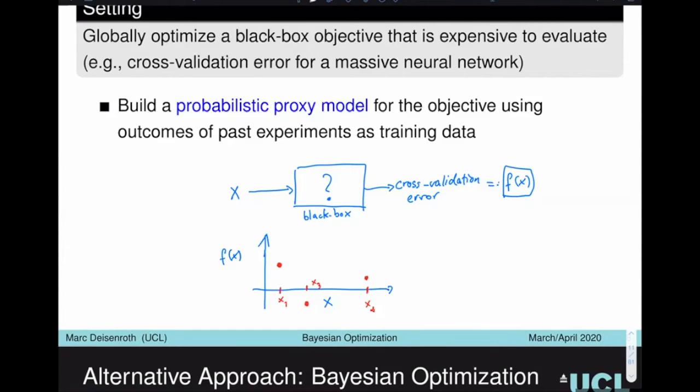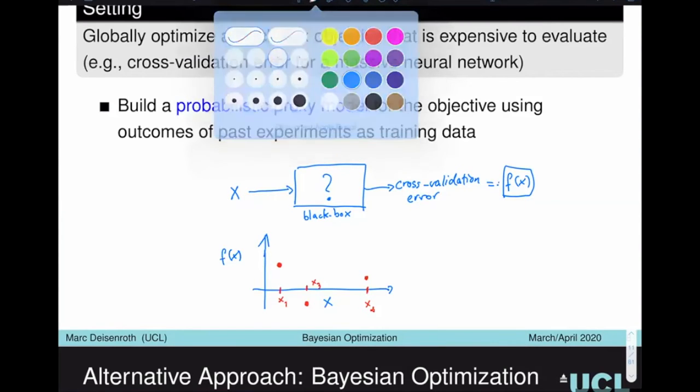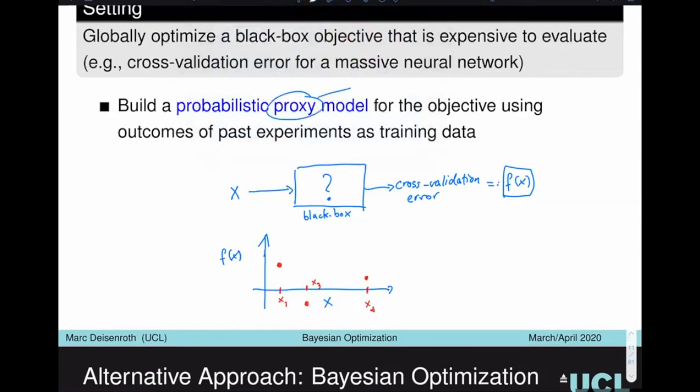So a proxy is sometimes just an approximate model, or sometimes also called a surrogate model. It's a model that emulates the ground truth or approximates the ground truth.